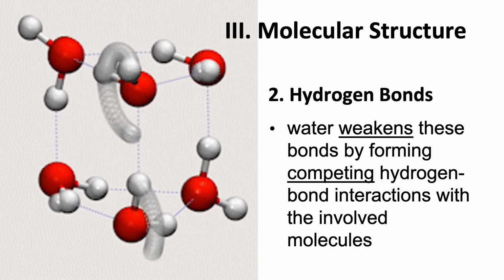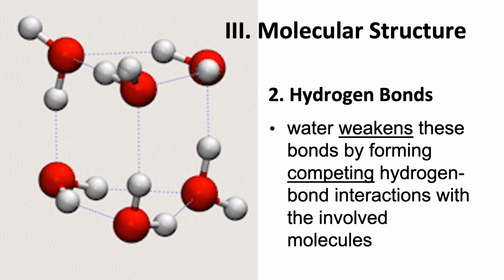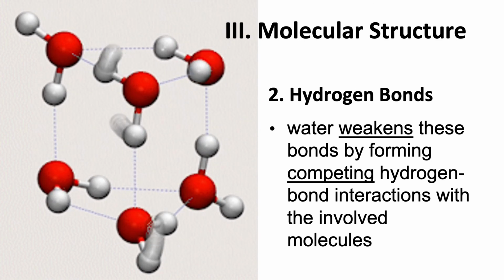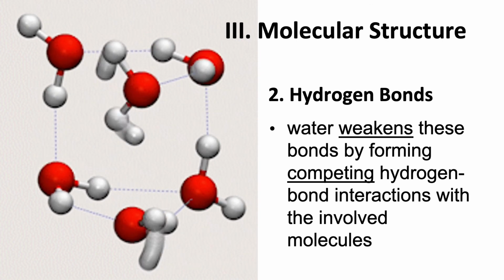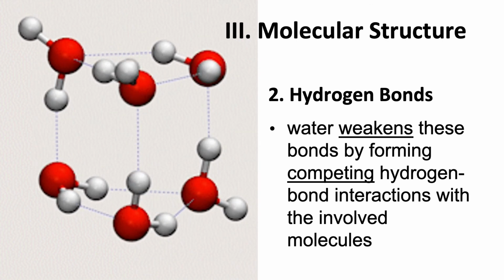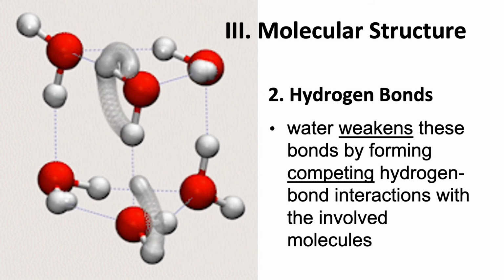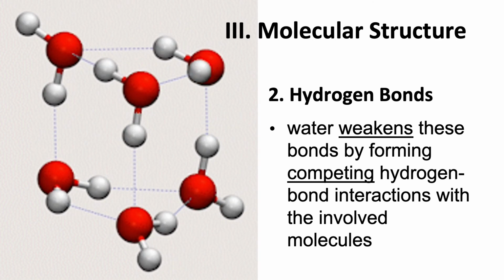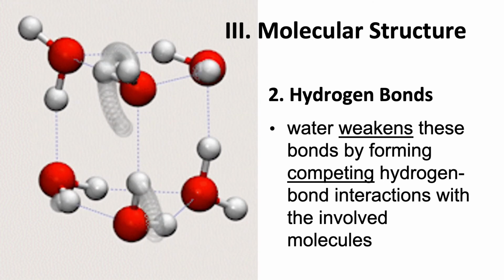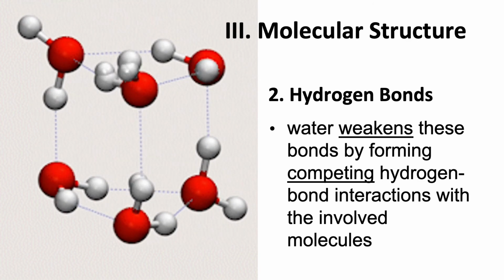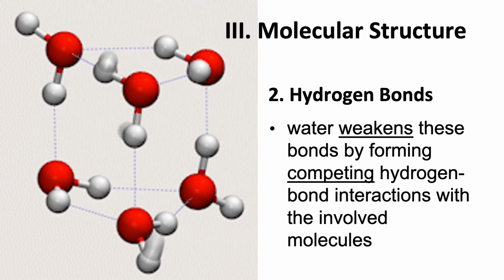Do water molecules affect hydrogen bonding? Since water molecules are held together by hydrogen bonds themselves, it is expected that water weakens hydrogen bonds by forming competing hydrogen bond interactions with the involved molecules. It has been revealed that hydrogen bonds are only 1/4 of their strength in water systems as compared to that in vacuum.